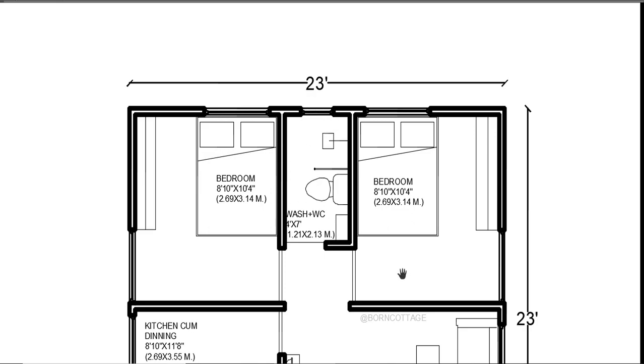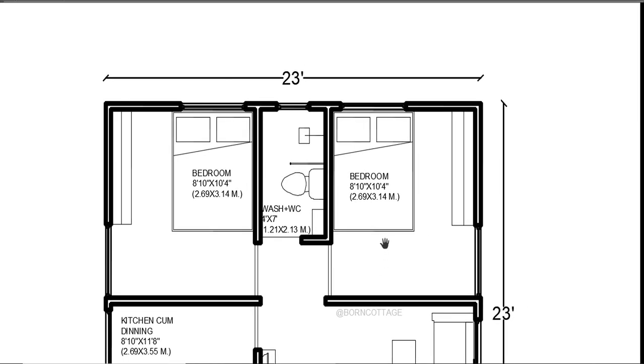If we go on the right side, so we have bedroom number 2 here. You can see here the bed arrangement, wardrobe arrangement and 2 large size window for ventilation and light purpose of this room. So this is the 2 BHK tiny house design you are watching on the screen.